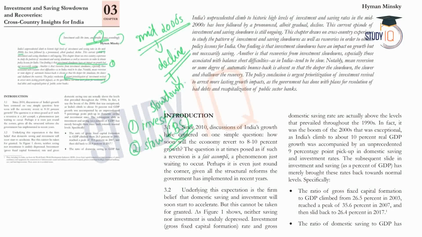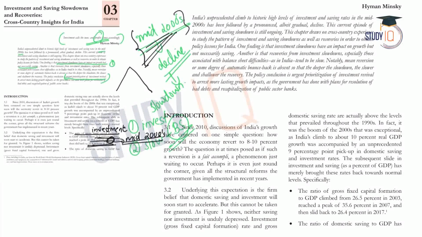As we said in the beginning, India was experiencing historic growth in terms of investment and savings in the mid-2000s, and after that, India is seeing a decline. If we look at the statistics, the ratio of gross fixed capital formation, which means investment, to GDP climbed from 26.5% in 2003 and reached a peak of 36.6% in 2007. In 2007, this is mid-2000s. So, as we said, this was historic growth. Again, it slid back to 26.4% in 2017. If we look at the graph, it goes like this and comes back like this.